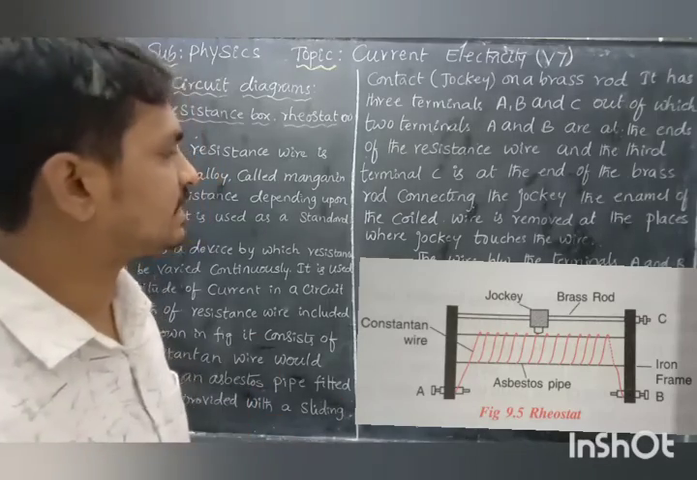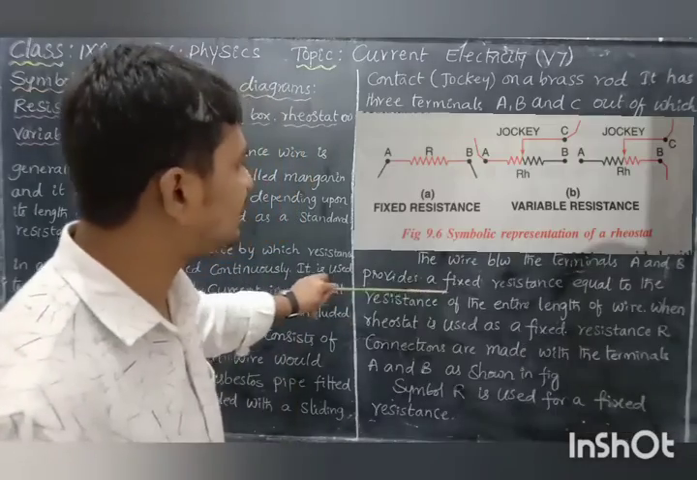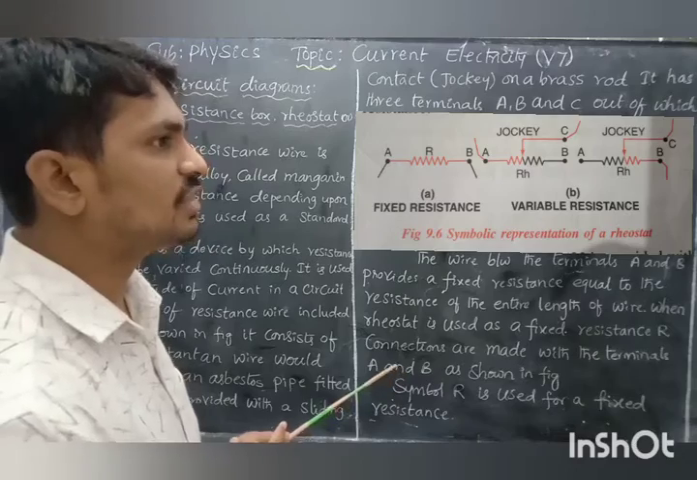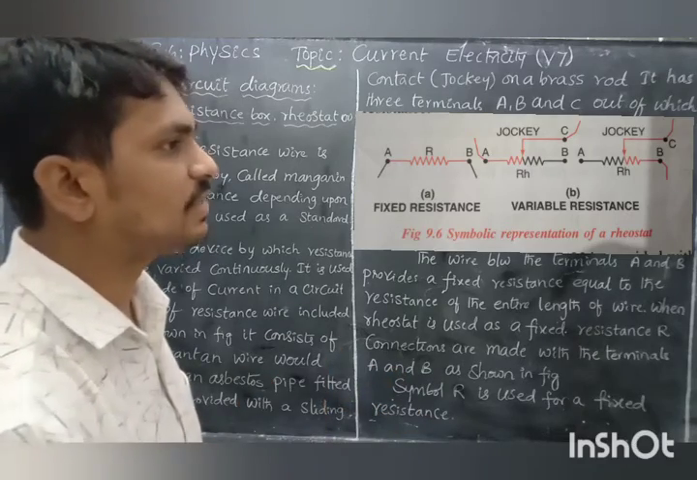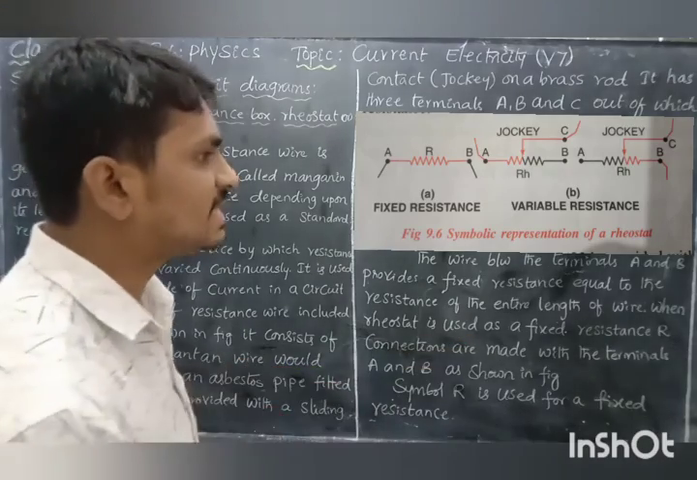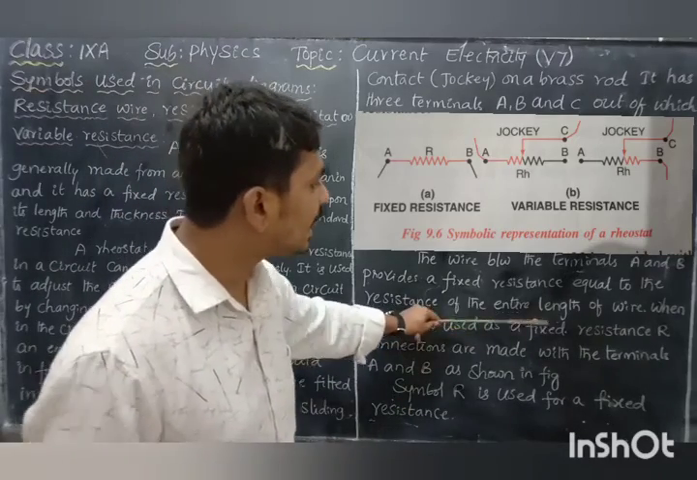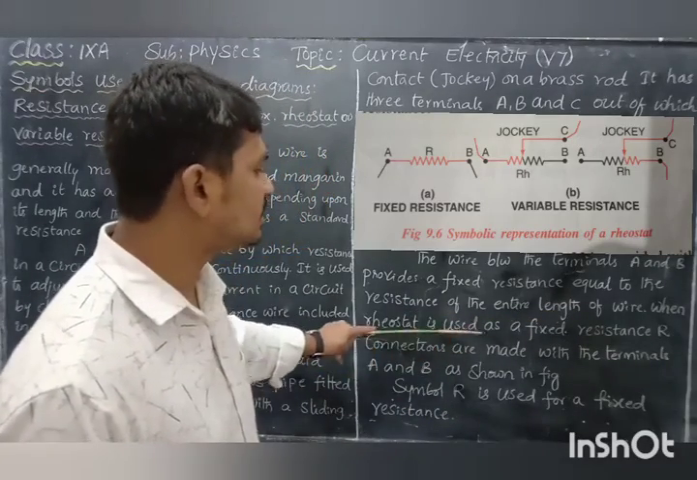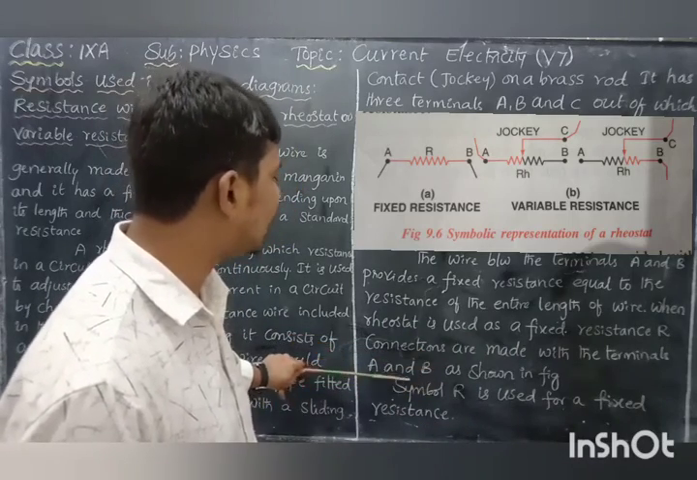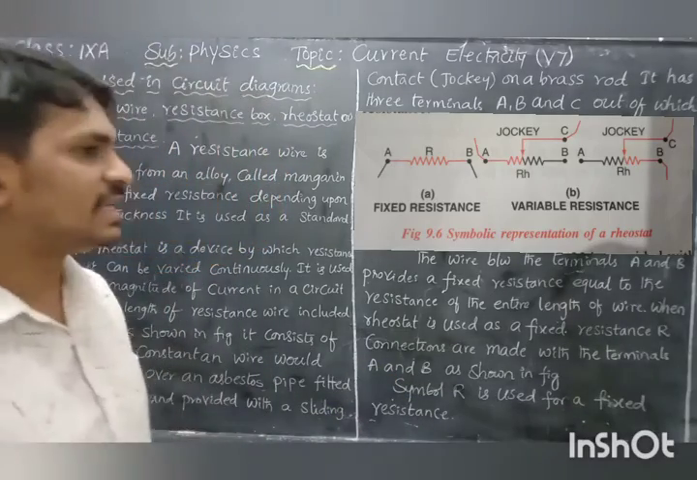And again, how does it work? Let us understand that the wire between the terminals A and B provides a fixed resistance. A and B are both fixed points, so depending upon the length and the thickness of the material wound on the asbestos pipe, it acts as a fixed or standard resistance equal to the resistance of the entire length of the wire. When the rheostat is used as a fixed resistance R, connections are made with the terminals A and B as shown in the figure. Symbol R is used for a fixed resistance.